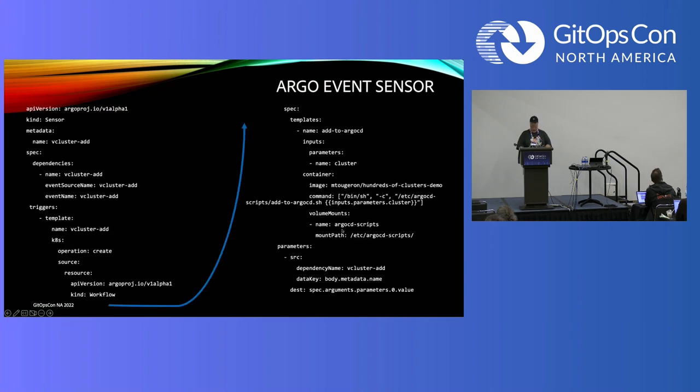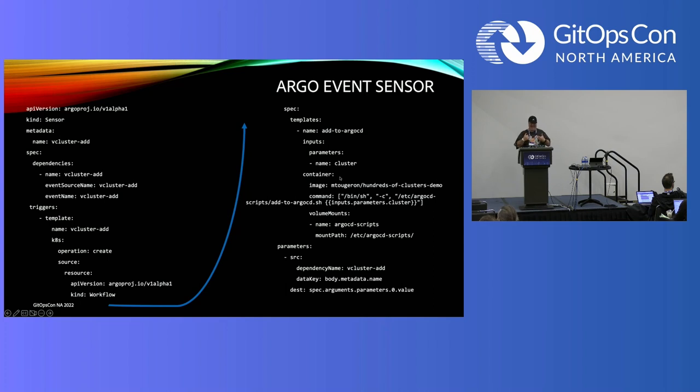This is really hard to see because there's a lot there, so I highly recommend checking this out in the actual code on the site. But essentially what happens is, when that event gets triggered, it creates a workflow. I really don't know how well you can see that because I can't see it from here. It comes over to a workflow, takes a parameter called cluster, runs a script, and that script's mounted from a config map. I see squiggly eyes, so I'm assuming you can't really see it. You can see it pretty well? Okay.